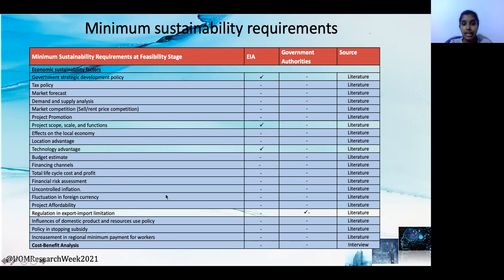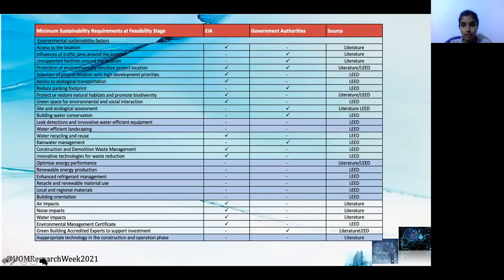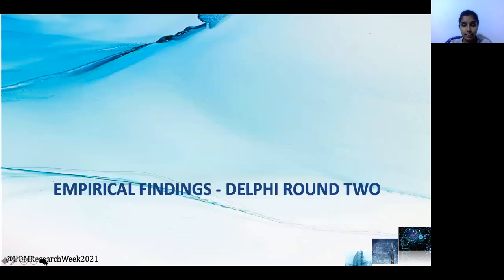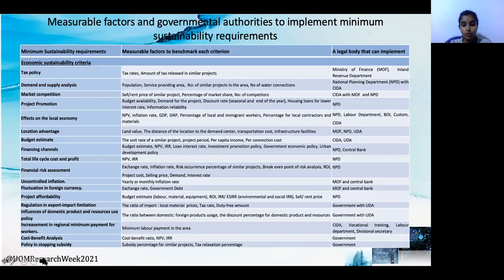So in phase two of the round two, they were again asked to identify what are the criteria that have already been assessed by legally accepted guidelines, maybe through EIA or governmental authority. So they identified 21 from EIA and 12 from governmental authorities. This blue highlighted are the criteria that need to be mandated. So there are 35 criteria highlighted in this table that need to be mandated. So that 35 were carried to the Delphi round two.